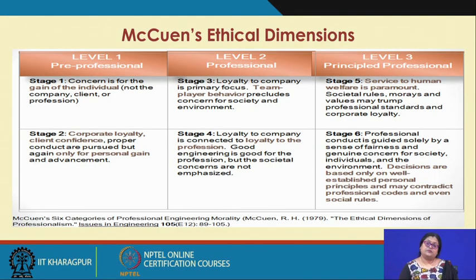Level 2 is called professional. Stage 3: loyalty to company is the primary focus, which is a progression from stage 2. Team player behavior precludes concern for society and environment. So, here you are moving from the individual to a collective concept of team, where you are thinking not only of the welfare of yourself, but of the other people involved also. Stage 4: loyalty to company is connected to loyalty to the profession.